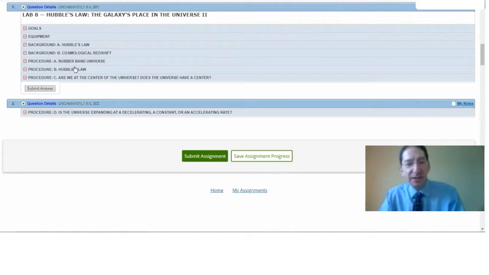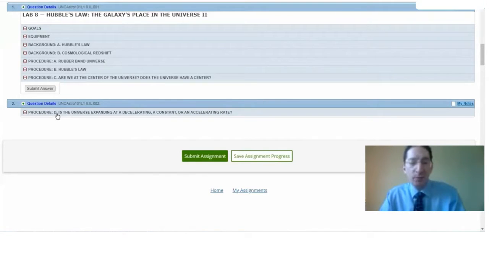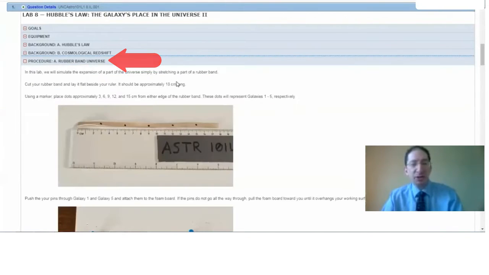Some students forget to do procedure section C, which is at the very end of the first question, or procedure section D, which is part of its own second question. Okay, let's take a look at procedure section A.